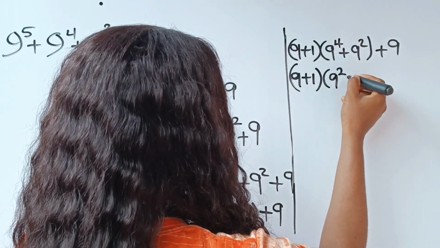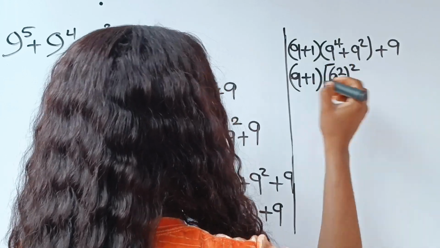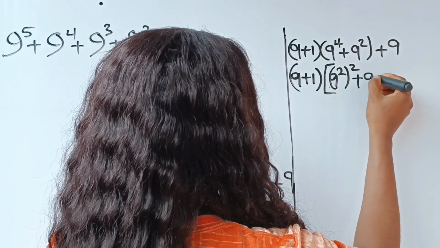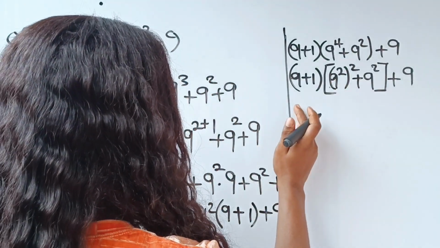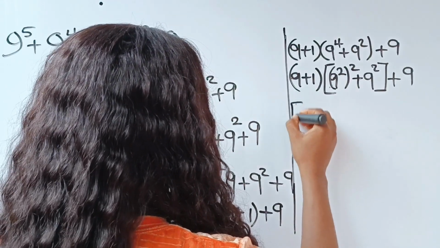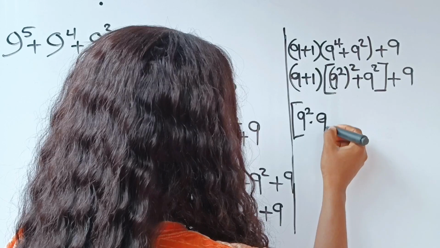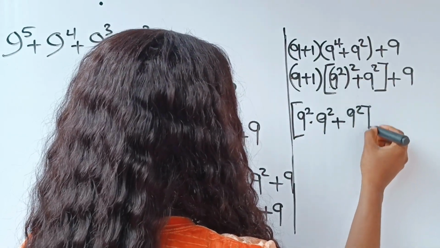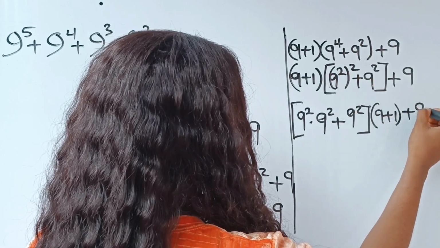9 to the power of 4 can be written as 9 squared raised to the power of 2. So let's make this a block bracket. This is the same thing as 9 squared to the power of 2 plus 9 squared, plus 9. Now I want to bring this here first and this to go to the other side so that we simplify the whole thing. Now 9 squared means 9 to the power of 2 multiplied by 9 to the power of 2, plus 9 to the power of 2. Now let me bring this on this side: 9 plus 1 plus 9.